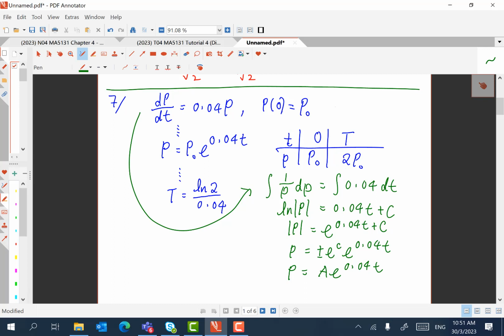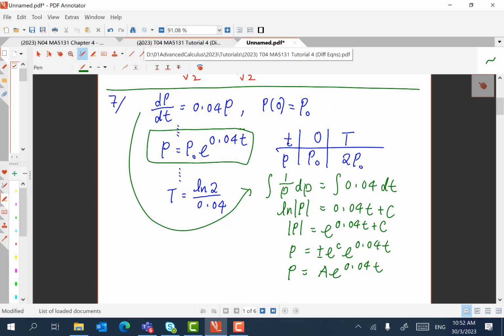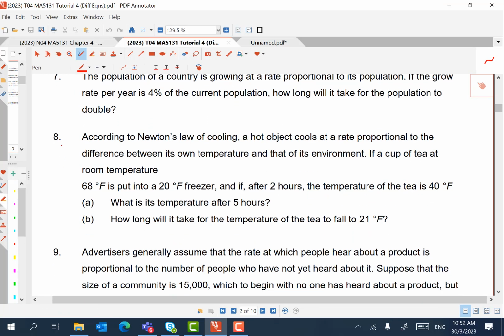Okay, then once you get this solution, you can then try to find the time taken for the population to double. Okay, that is number 7. Okay, let's now do number 8.